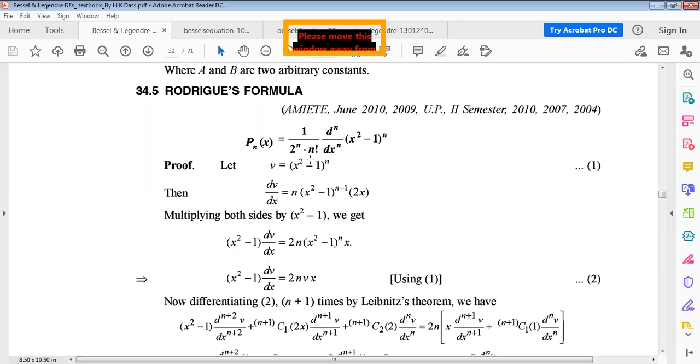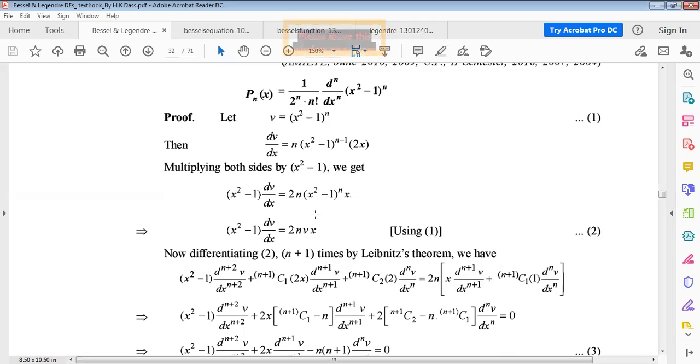again differentiation of x square minus 1, what will be? Twice x. Now multiplying both sides by x square minus 1, we get (x square minus 1) into dv/dx equals twice n x times (x square minus 1) to the power n. And this is also what? This is v, because v equals (x square minus 1) to the power n. So (x square minus 1) dv/dx equals 2n x v. This is equation number 2.